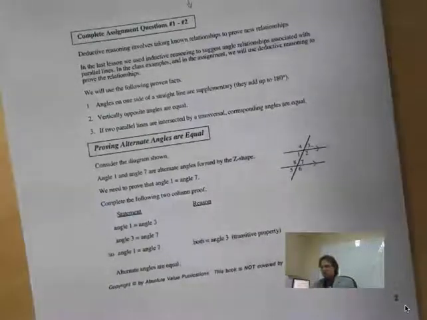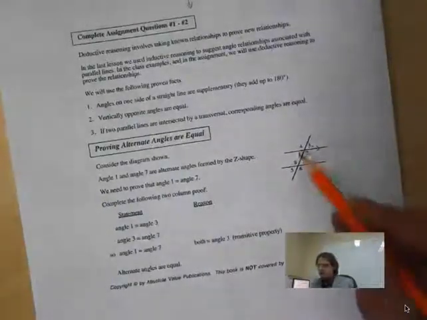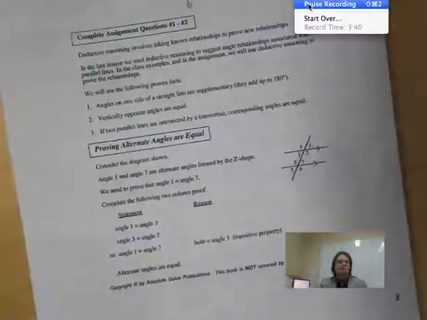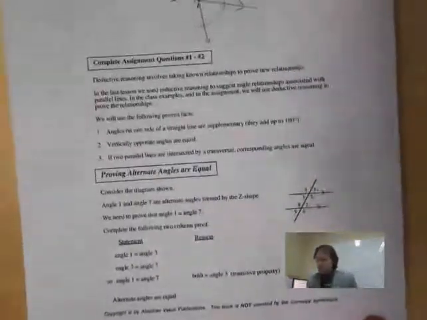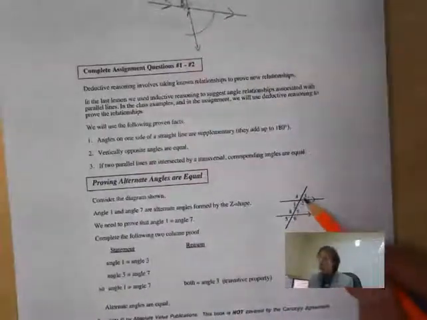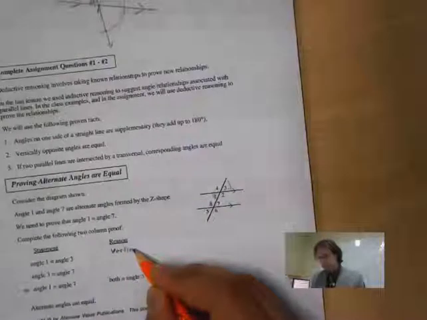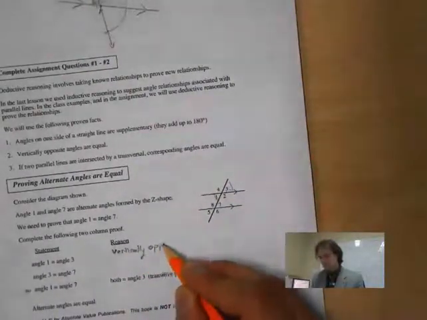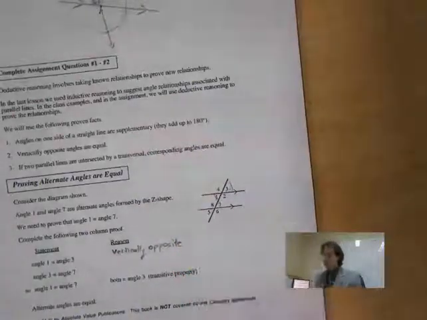Well, this has to do with a property we learned in a lesson before. Sorry about that. So, if we look at angle 1 and 3, they must be equal. Why are they equal? These are equal because they are vertically opposite. That's it. We learned that a couple lessons ago.